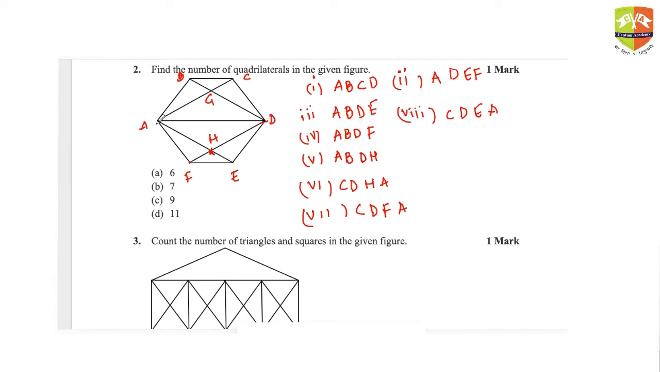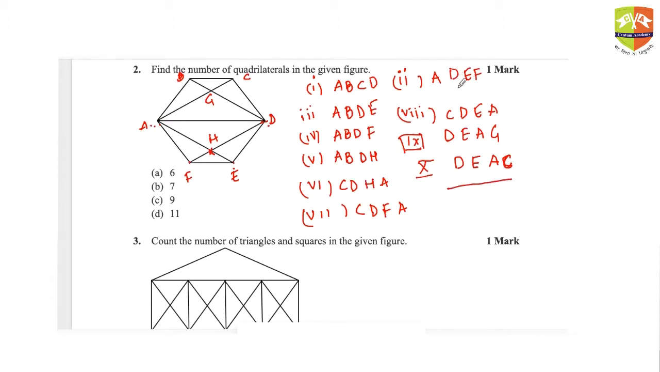Now I started from A, then B was included, then I went to C. Let me start from D. So if I start from D, I have the ninth one as D, E, A, G. The 10th one as D, E, A, C. Is D, E, A, C included anywhere? No. So these are the three things.